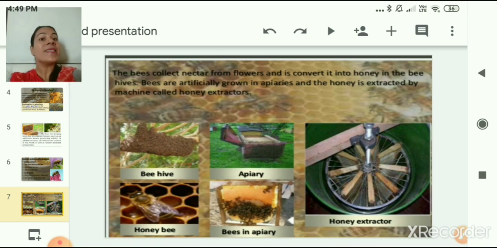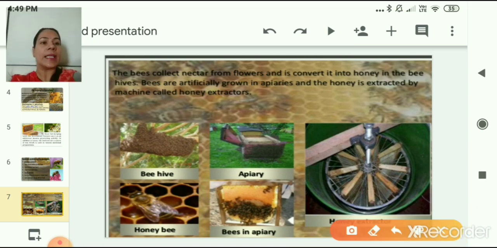The bees collect nectar from flowers, and that nectar is converted into honey in the beehives. Bees are artificially grown in apiaries and the honey is extracted by a machine which is called a honey extractor.